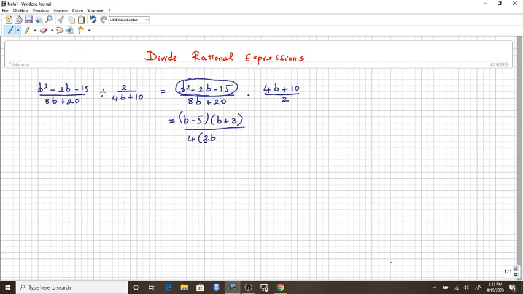So this becomes 2b, because 4 times 2 is 8, plus 4 times what is 20? It will be a 5, times, now look at the 4b plus 10, we have a greatest common factor of 2, and then we have 2b plus 5, and then all of this is divided by 2. Well, there is a lot we can simplify here. We can simplify these two, but we can also simplify this 2b plus 5 and this 2b plus 5. So what we are left with is b minus 5 times b plus 3, and then all divided by 4.